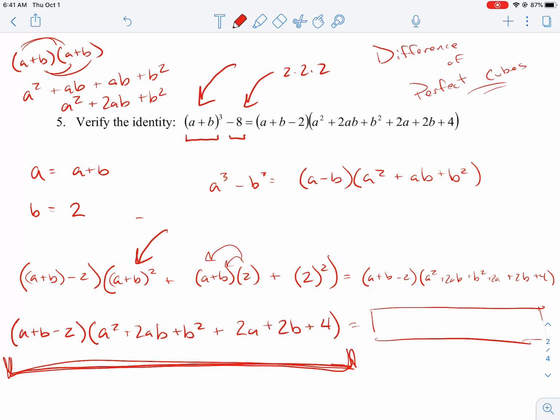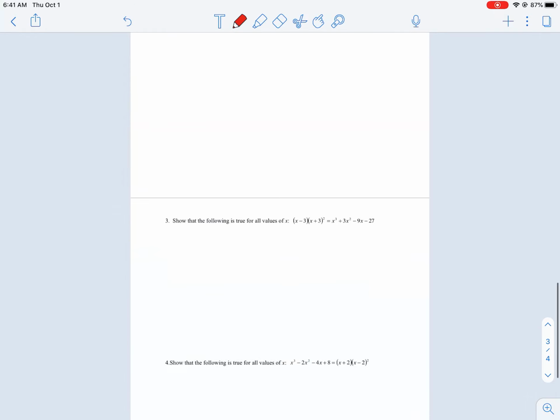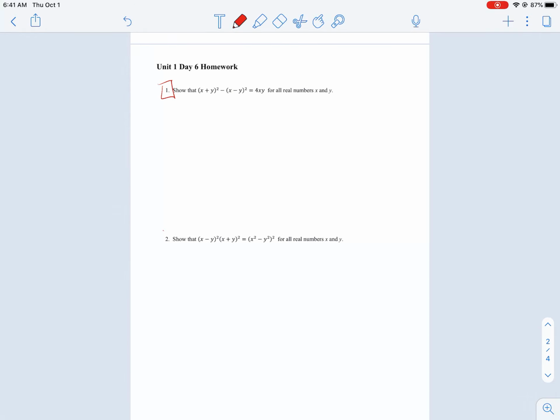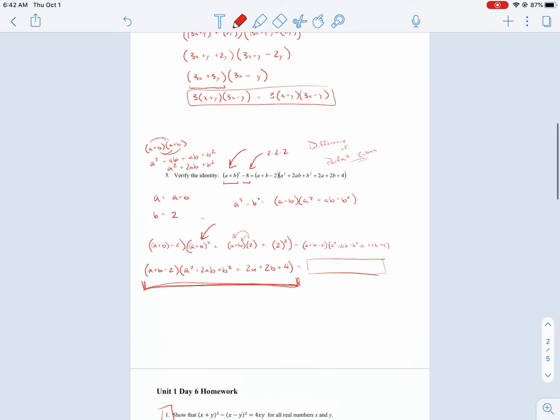Okay, so that is polynomial identities. For homework, there are 4 problems. I want you to try all 4. Make sure to bring your questions to class, and good luck.